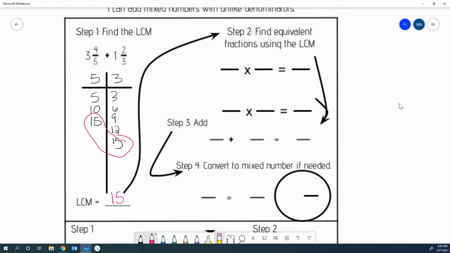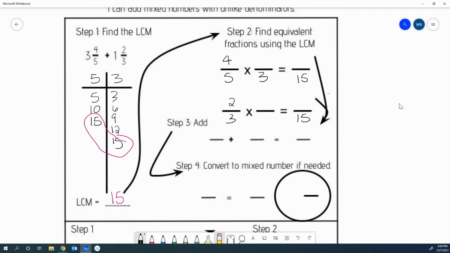Looking good. The next step is also always the same. We're going to use that LCM to find our equivalent fractions. I'm going to write my fractions in. I've got 4/5 and 2/3. I know I want my common denominator to be 15. So we have to find our equivalent fractions by multiplying. 5 times what will get me 15? I know that 5 times 3 will get me 15.